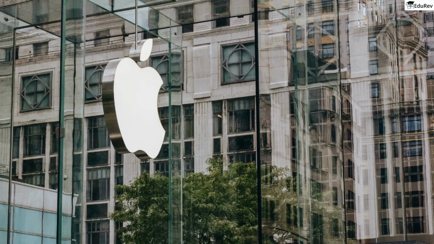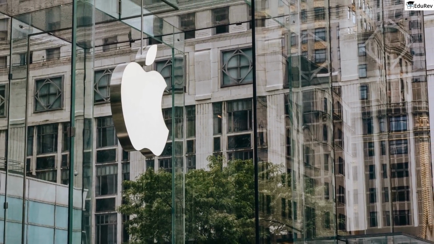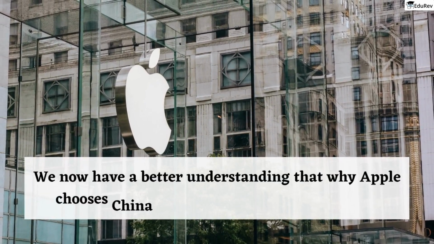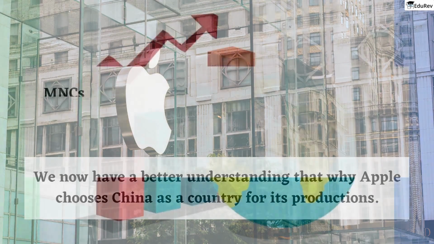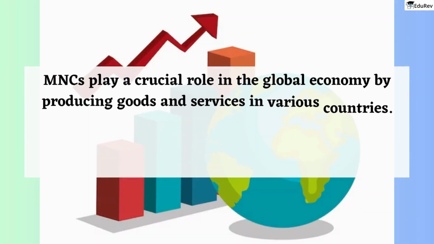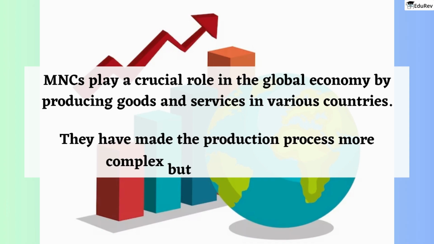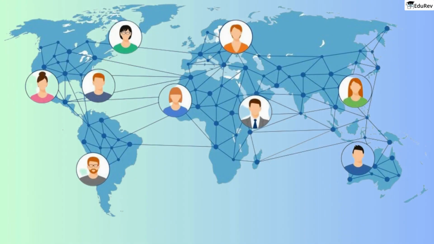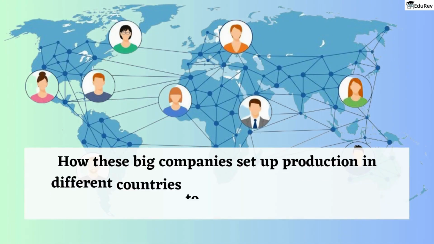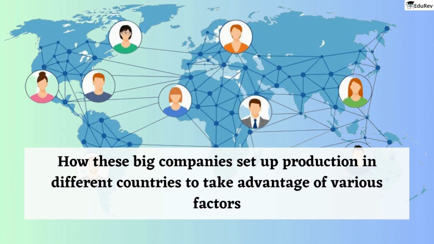Recall the example we talked about in the starting of this video. We now have a better understanding of why Apple chooses China as a country for its production. Isn't that fascinating? Today, MNCs play a crucial role in the global economy by producing goods and services in various countries. They have made the production process more complex but also more efficient. Students, we've learned how these big companies set up production in different countries to take advantage of various factors.